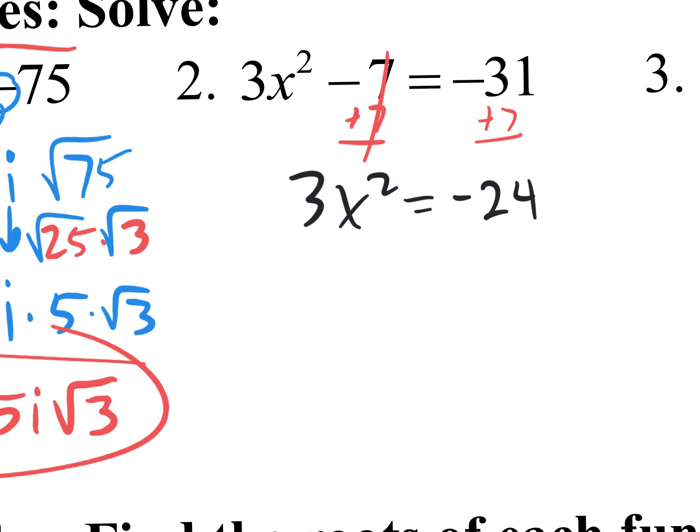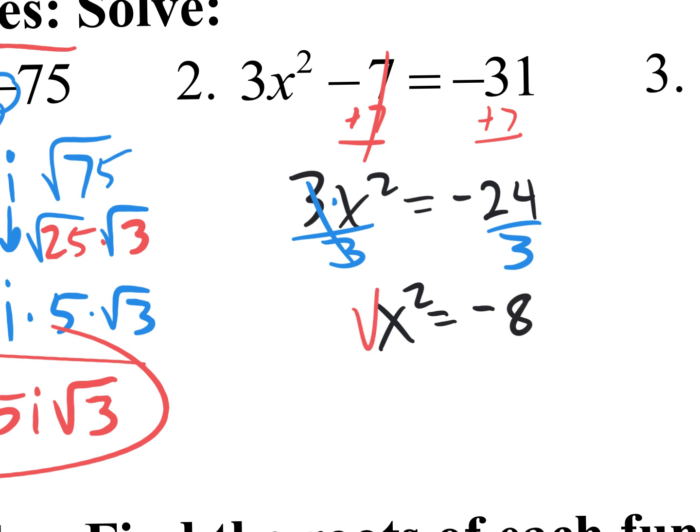And then we get rid of the multiplication of 3 by dividing by 3. We have x squared equals negative 8. How do I get rid of the square? Square root. What I do to one side, do to the other. But when you use the square root, you have to put a plus or minus in front of your answer. What do I do with this minus? Comes out as an i.